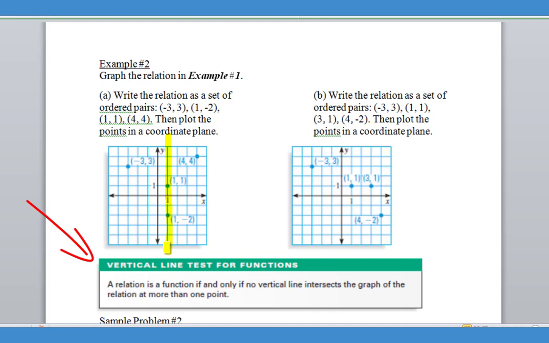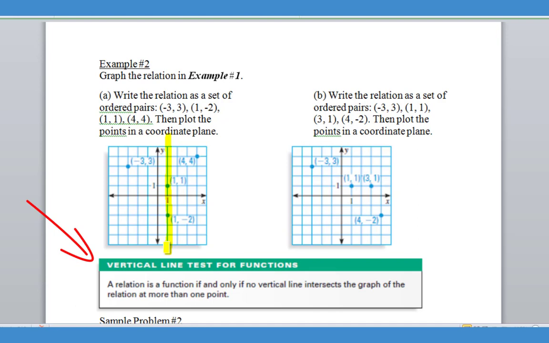And if you recall from example 1, that was not a function. And of course, if I took part B and drew vertical lines to every single point on that graph, it would never hit another point. And so in this case, it is a function.